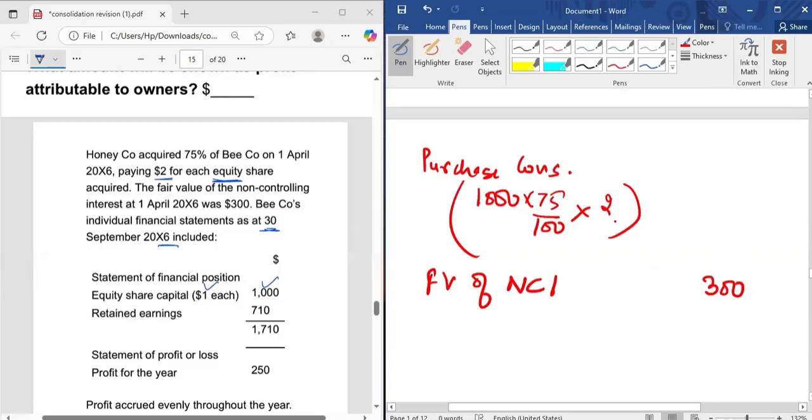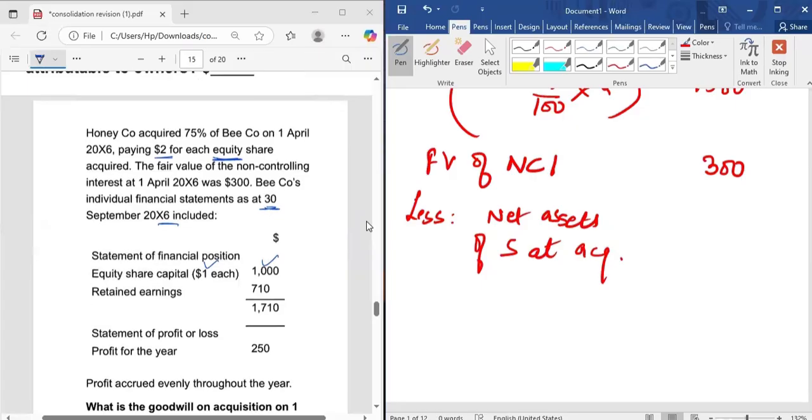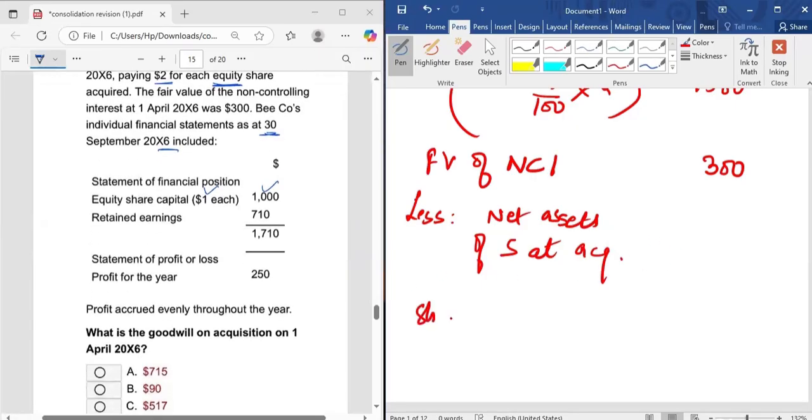Let's calculate the purchase consideration first, then we will move on to our net assets part. So 1,000 times 75% multiplied by 2 comes out to be 1,500. Now let us subtract the net assets of subsidiary at acquisition. I told you that it consists of share capital as well as the retained earnings. Share capital is given as 1,000. We have to look at the retained earnings.